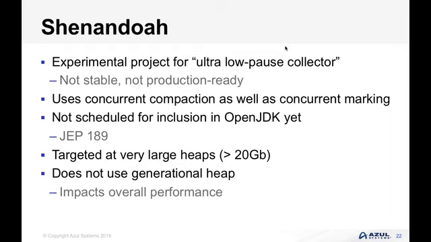It uses the idea of concurrent compaction as well as concurrent marking. So it is a bit like G1, but it does the compaction concurrently with the application threads. The application threads are able to run at the same time that objects are being moved around. That might seem like a very strange thing to be able to do, but I'll show you how that can be done in a moment.